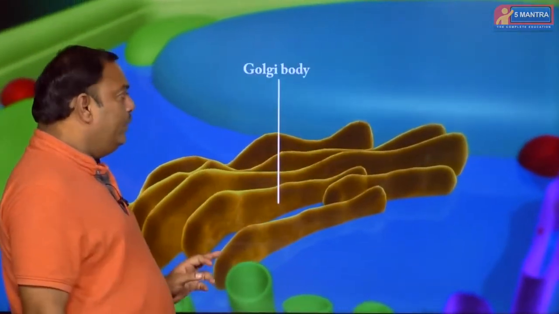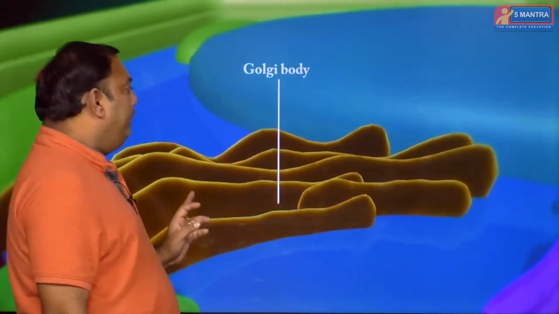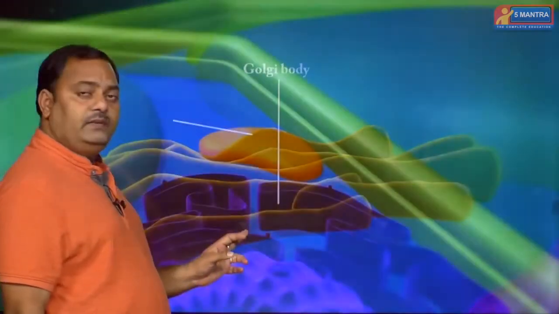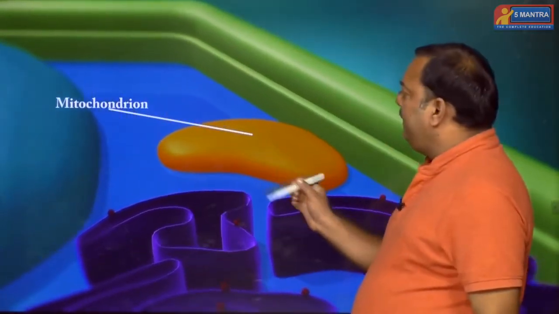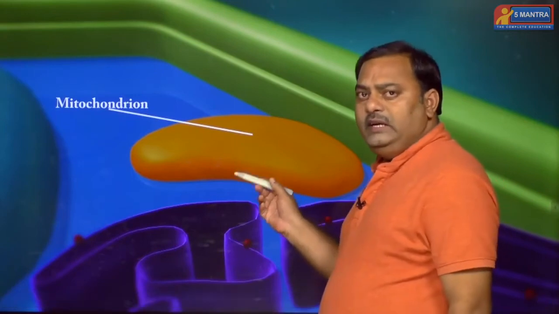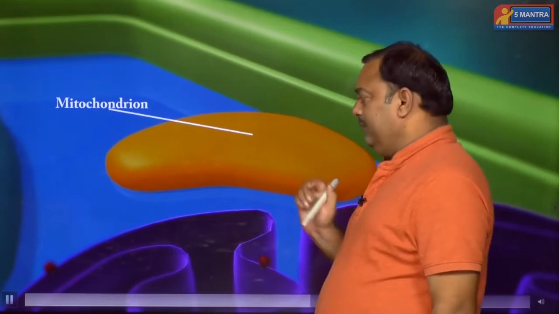Next, this is the Golgi body. The function of the Golgi body is mainly to pack the substances and transport them to all other parts of the cell. Next, we'll move to the mitochondria. The mitochondria plays a very important role in the plant cell. It is helpful mainly in cellular respiration, and it is also called the powerhouse of the cell.